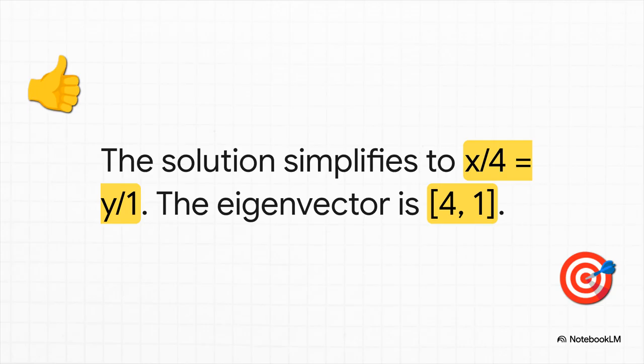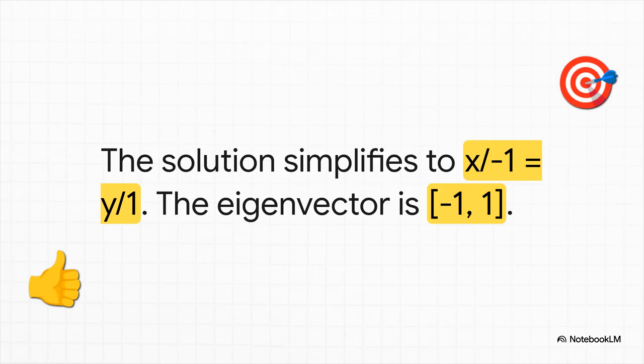Pretty cool, huh? And now we just rinse and repeat for our second eigenvalue, lambda equals 1. You plug it in, you'll get an equation like 4x plus 4y equals 0. Simplify that down, and you get the ratio x over negative 1 equals y over 1.